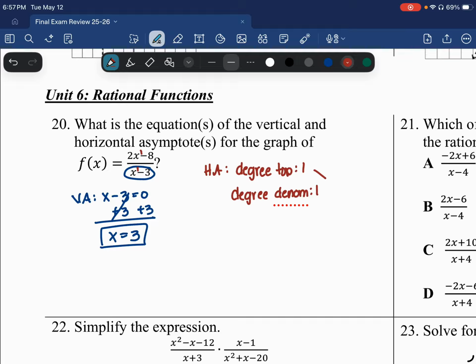So because the numerator degree and the denominator degree are the same, we are going to find our horizontal asymptote by dividing out the leading coefficients. So we will divide the 2 on the top by the 1 on the bottom. So 2 divided by 1, which simplifies to 2. So our horizontal asymptote is y equals 2.